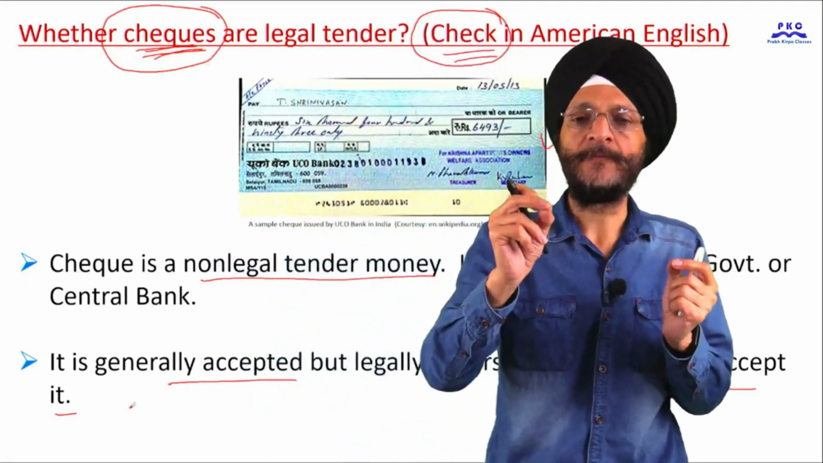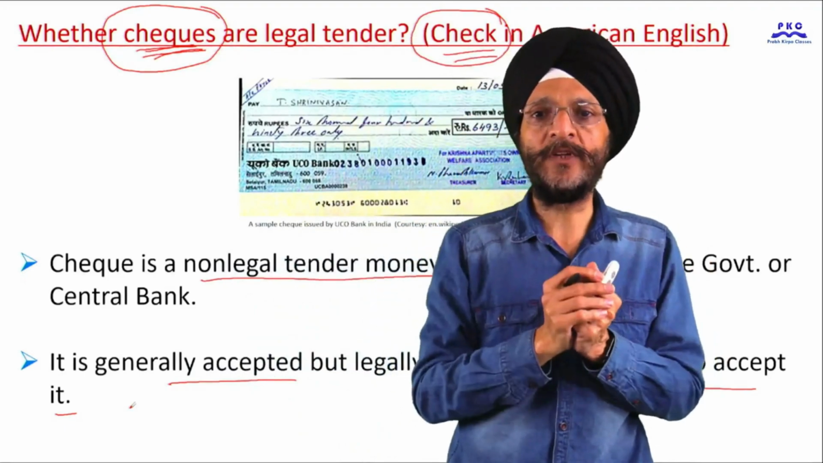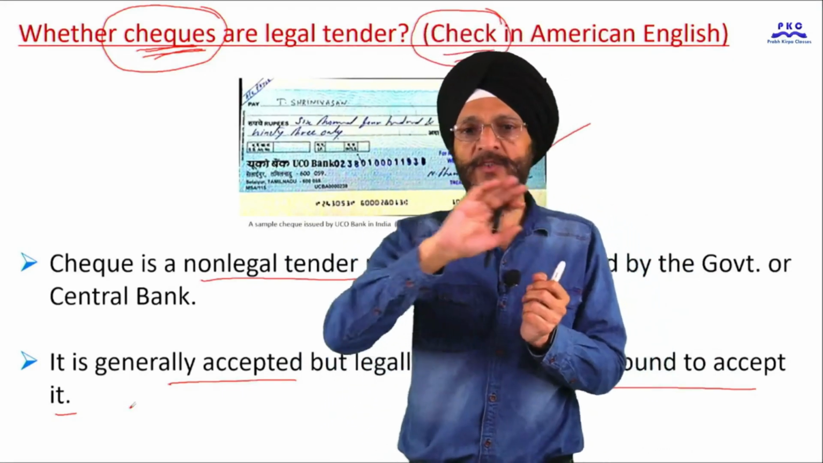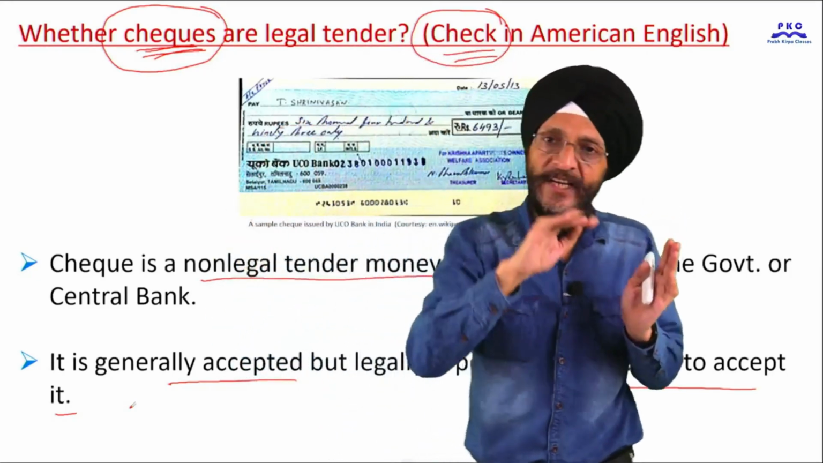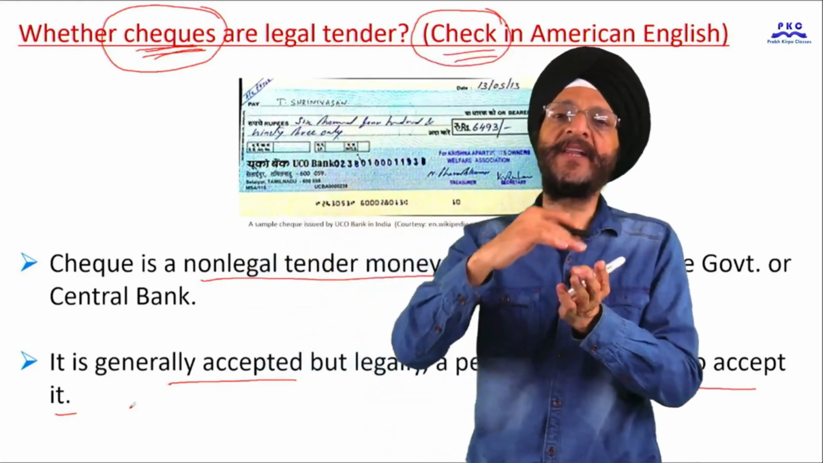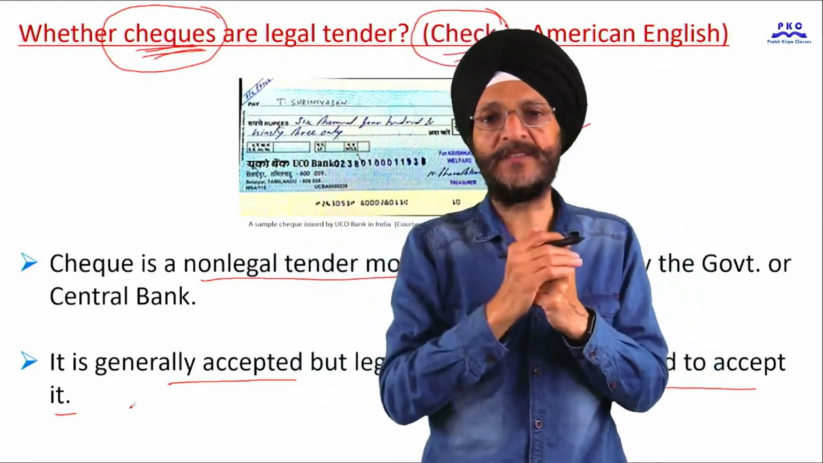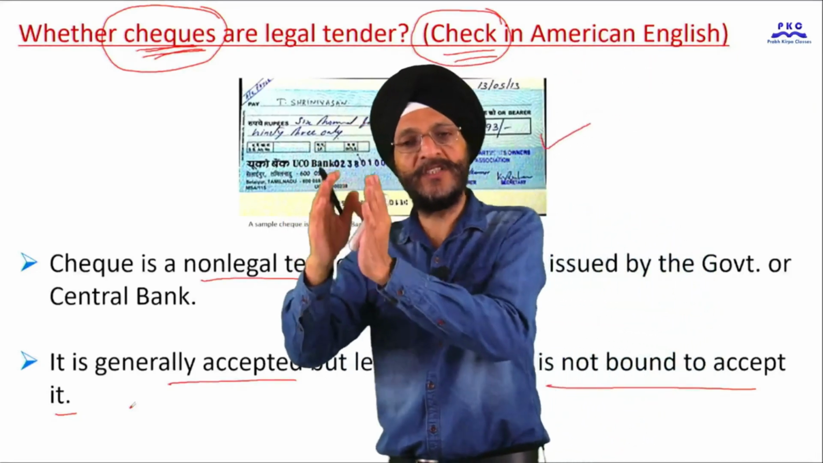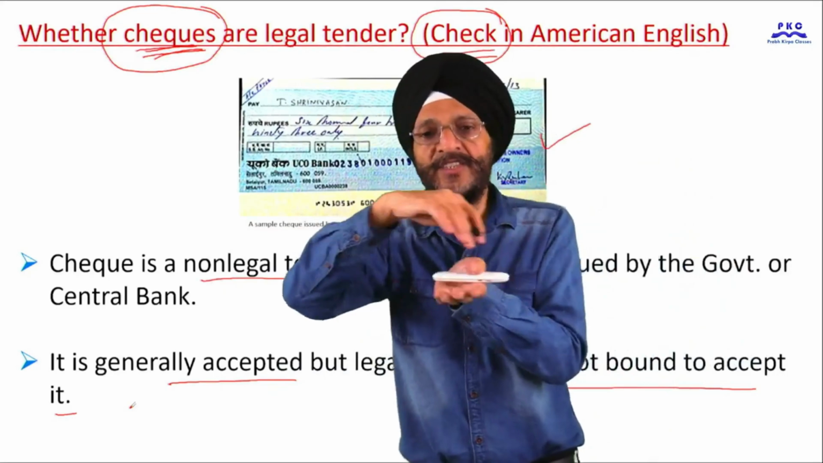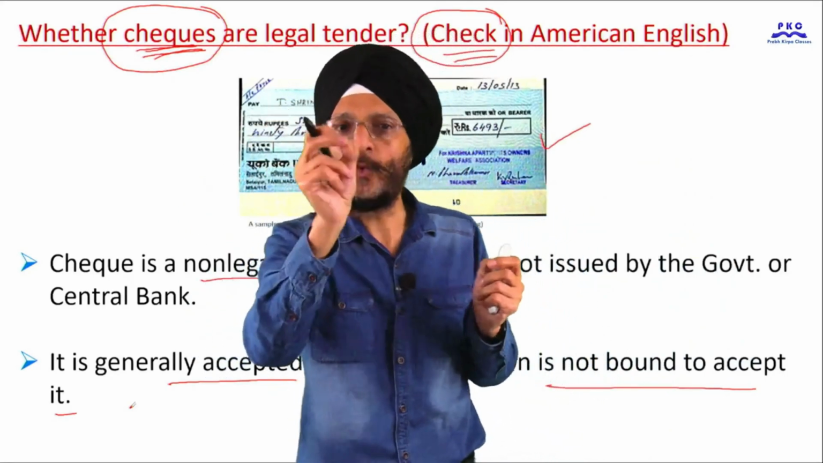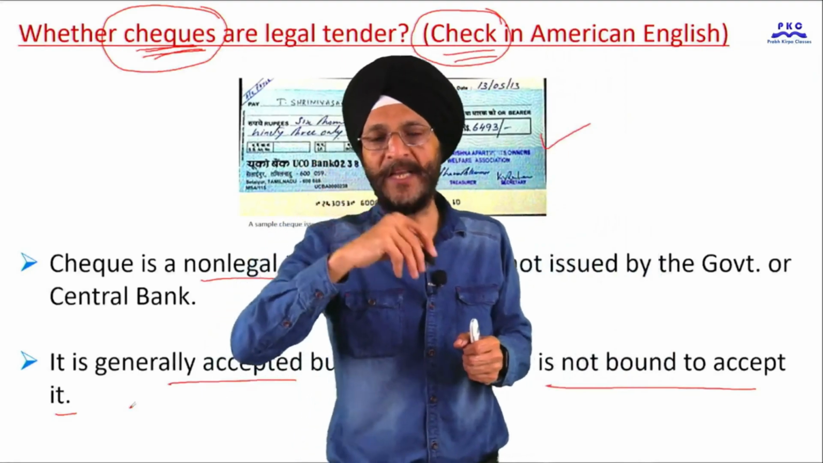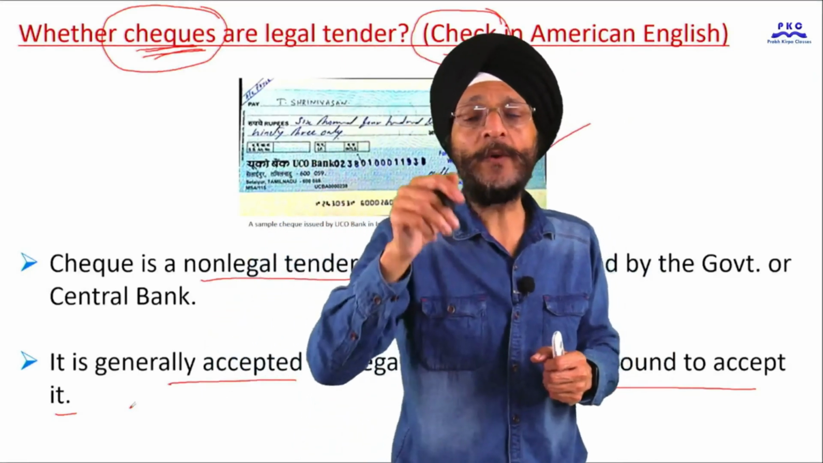You cannot force any person or business organization to accept the payment by check because it is not legal tender. The person is not legally bound to accept the payment in check. However, if you make the payment in currency notes or coins, the coins are also a limited legal tender. If we make the payment in India in currency notes of rupees, 500 rupee note or 200 rupee note, then that person cannot refuse to accept the same. But if you make the payment by check, that person may or may not accept the same.